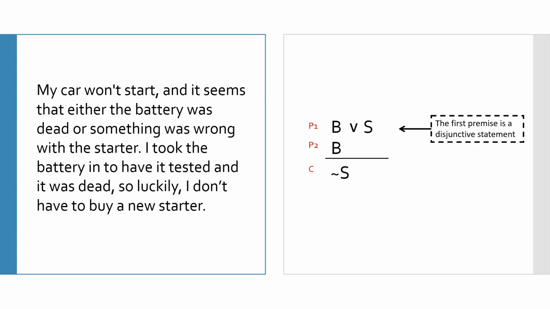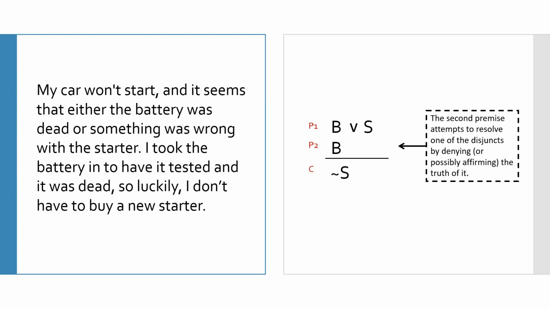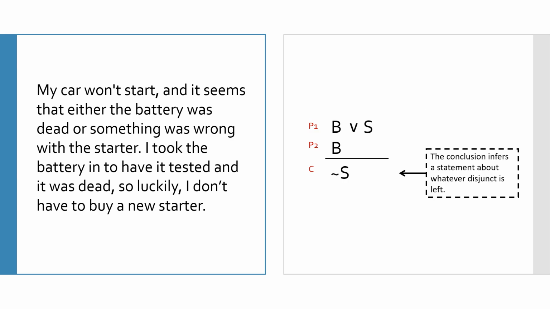Notice the major premise, or first premise, of this argument is simply our disjunctive statement. The second premise does exactly what we've been talking about, but in this case, it does it in the opposite way. What we do is attempt to resolve this argument by appealing to the individual disjuncts of the original disjunctive statement. And in this case, what it did is affirm one of the disjuncts as true, and then it draws a conclusion about whatever disjunct is left over to us. And in this case, it's S, and we're denying it. I'm saying so it can't be S.